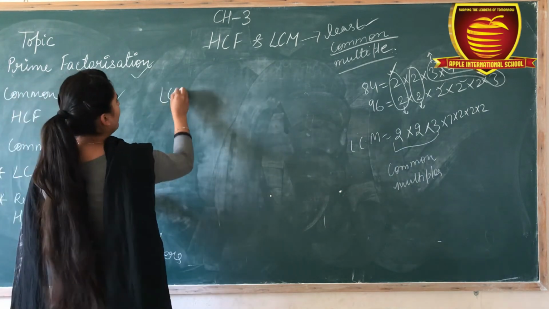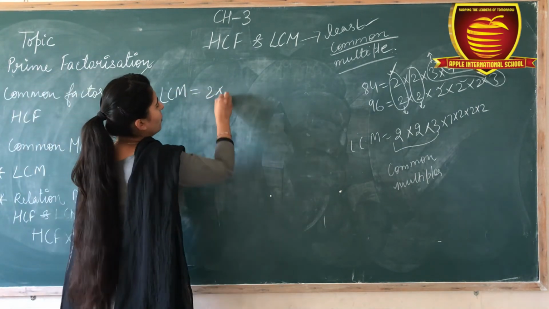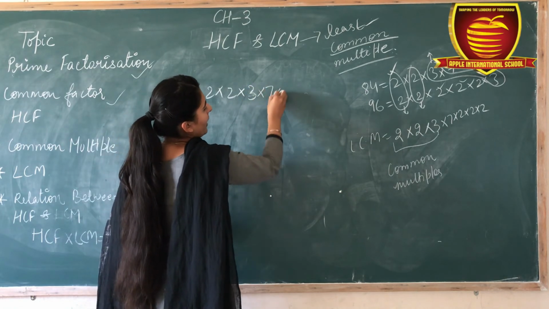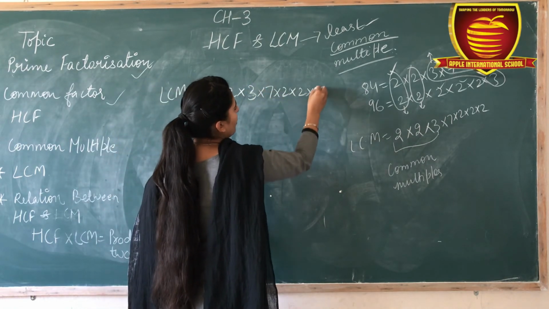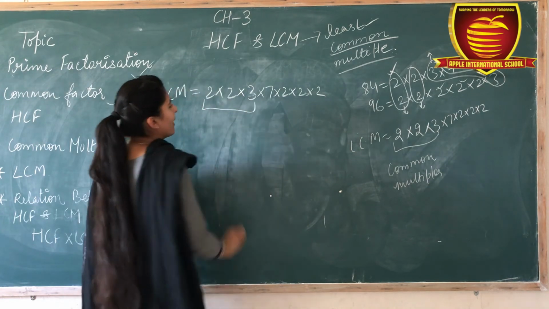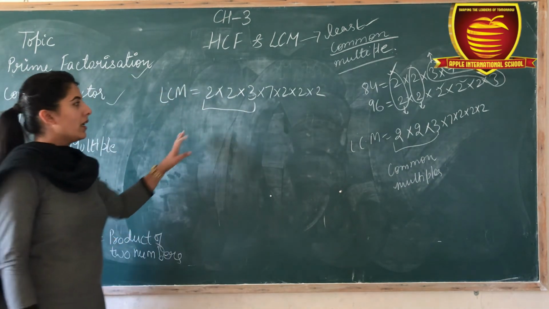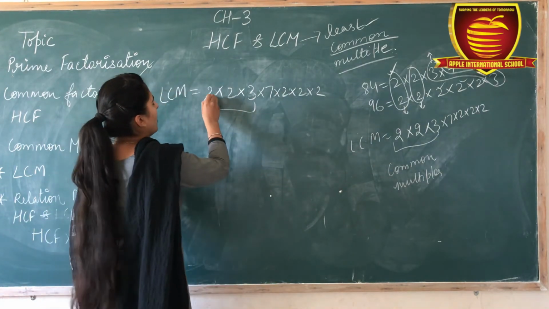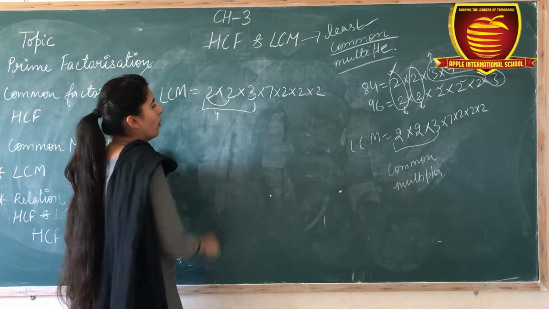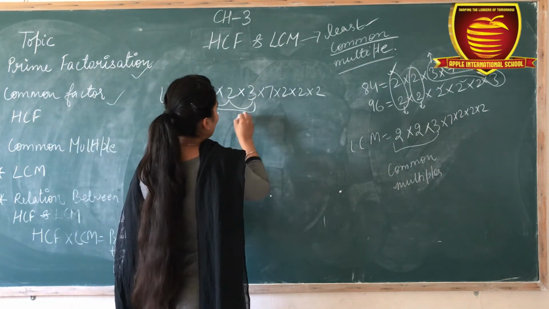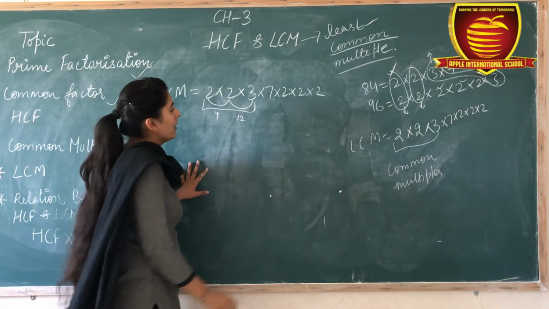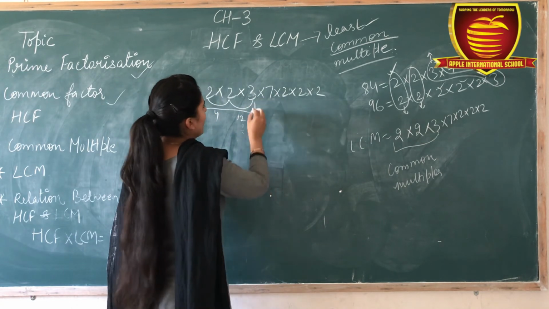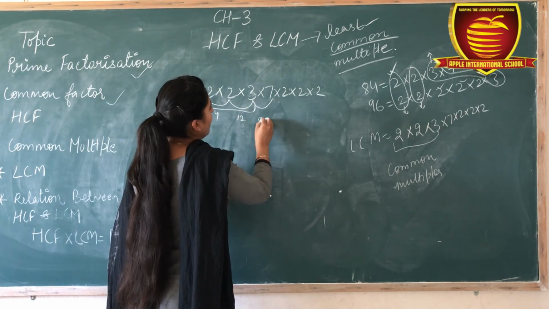I write here that LCM is equal to 3 into 7 into 2 into 2 into 2. The first three numbers are the common multiples, and the rest of them are written as they are. Now multiply them. 2 2s are 4, 4 3s are 12, next 12 7s are 84.